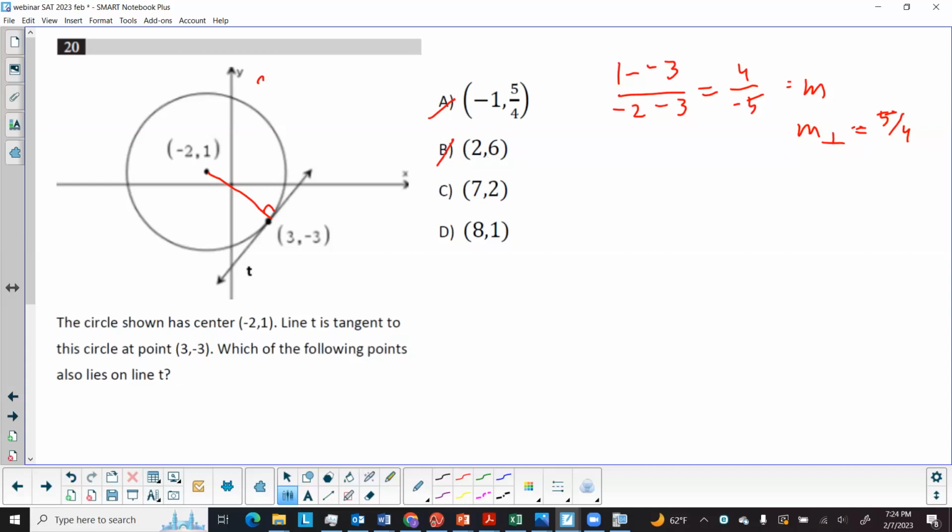Yeah, if you know the slope is 5/4, you could then use point slope for that line. For sure, you could do that, I think. But I like eliminating A and B. I think that's really good for our students to see.